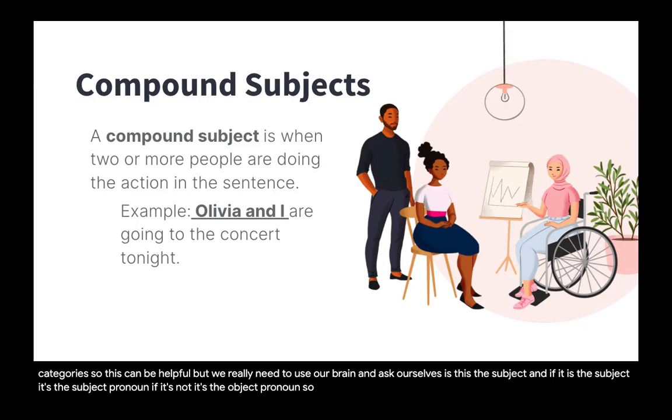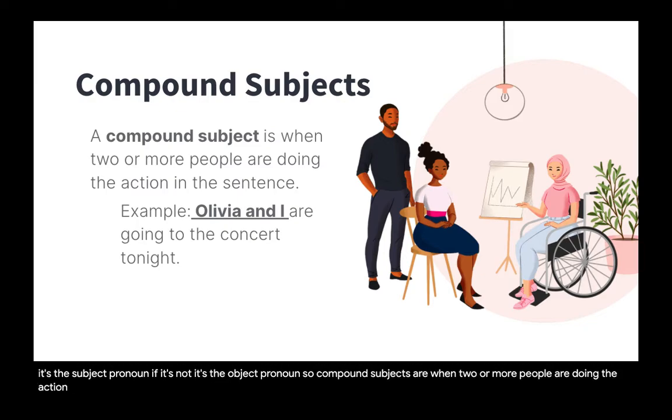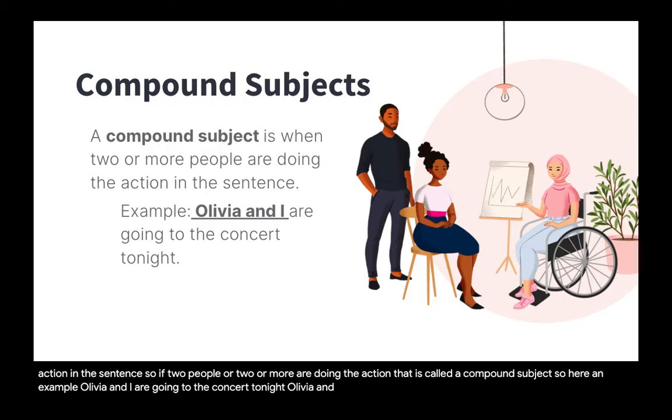So compound subjects are when 2 or more people are doing the action in the sentence. So if 2 or more are doing the action, that is called a compound subject. So here, an example, Olivia and I are going to the concert tonight. Olivia and I is the subject. Both of them are doing the action, so it is a compound subject.